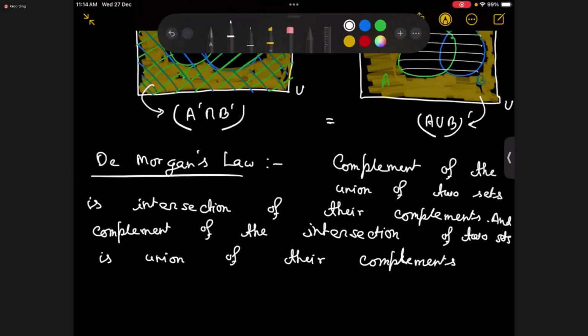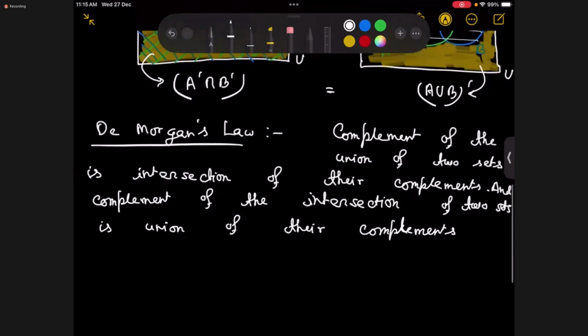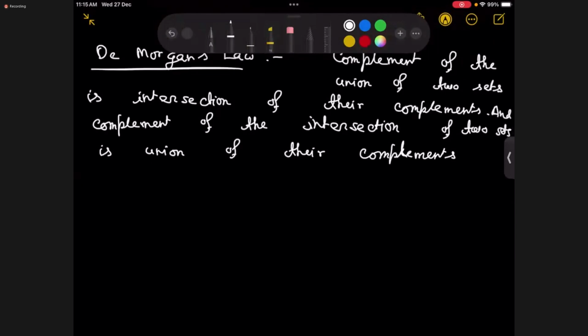So this is our De Morgan's law. Okay. So some more examples. Okay. So what about A intersection A complement? Okay. So this is nothing but phi. Why?